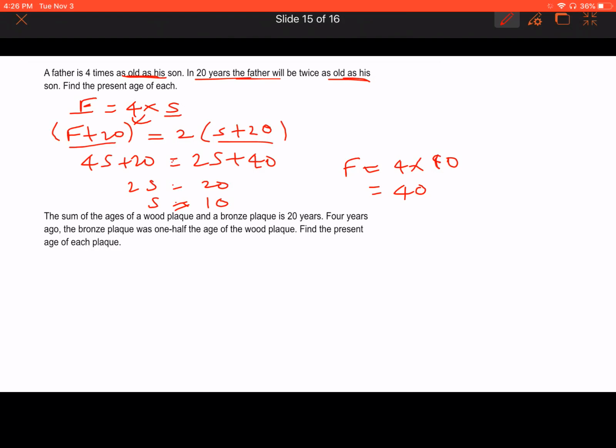Okay. Next, the sum of the ages of a wood plate and a bronze plate is 20. Wood plate plus bronze plate is equal to 20 years. 4 years ago, the bronze plate was one half the age of the wood plate. So the bronze plate's age 4 years before, so b minus 4 is equal to one half the age of the wood plate. So b minus 4 means the wood plate's age also minus 4, by half. Okay, so it's going to be 2b minus 8 is equal to w minus 4.